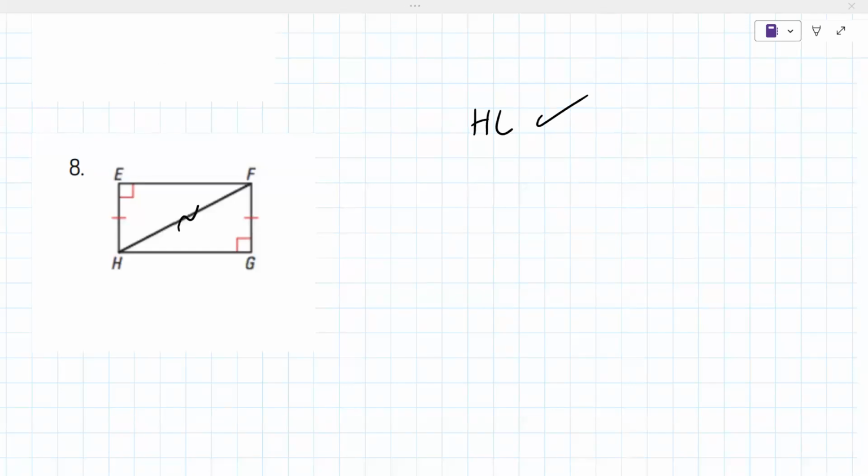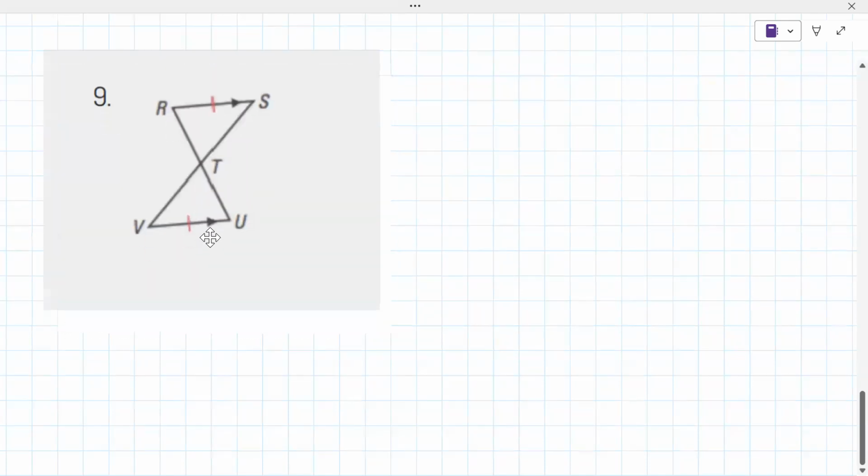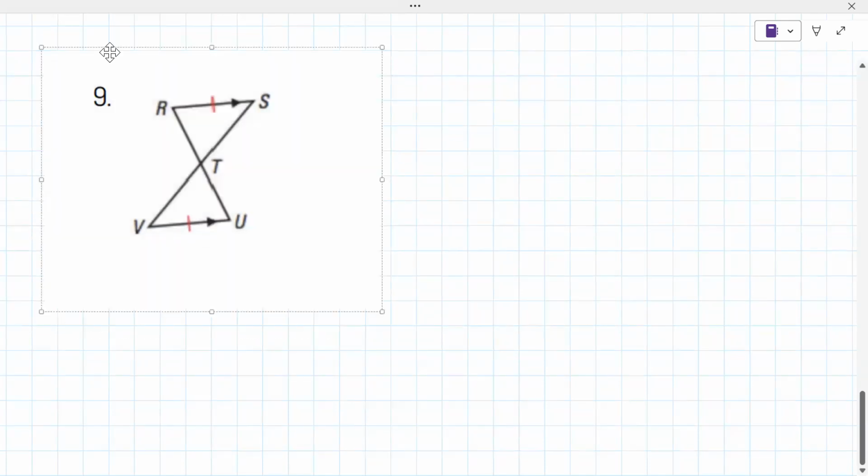All right, number 9 requires you to focus on parallel lines and what that means as far as what's congruent.